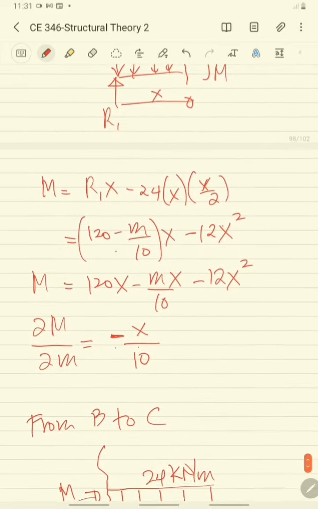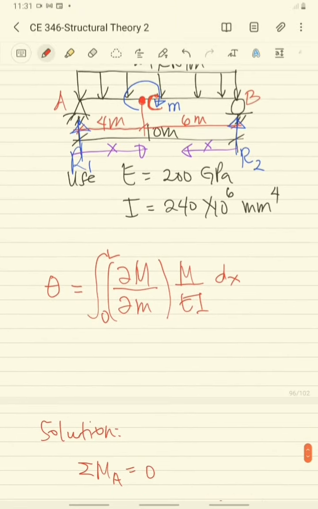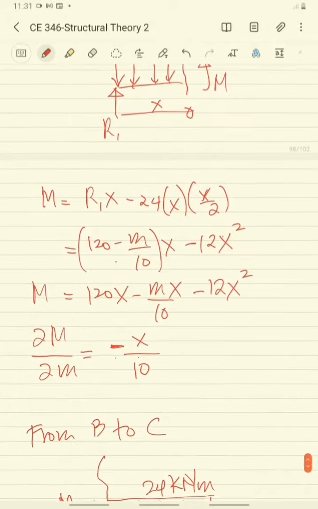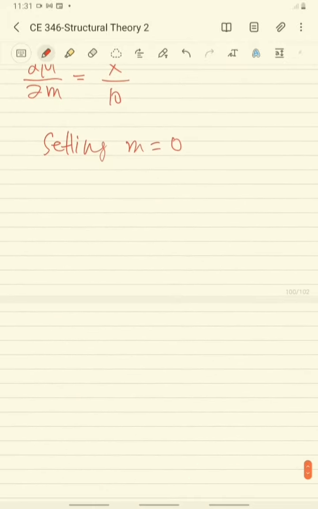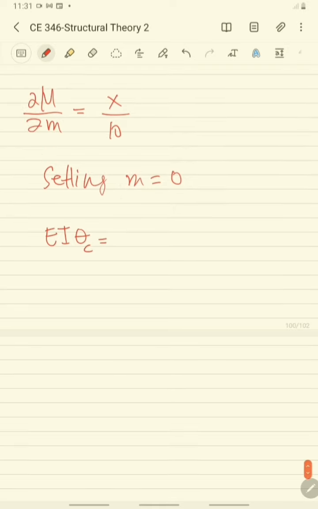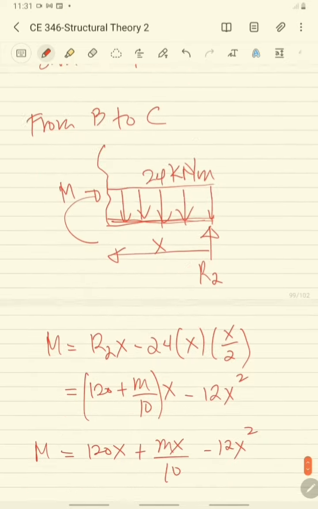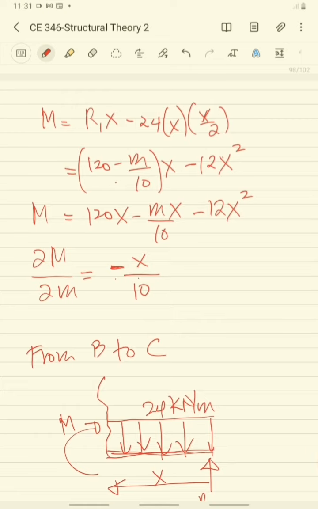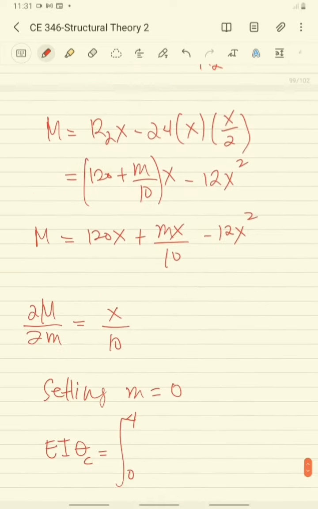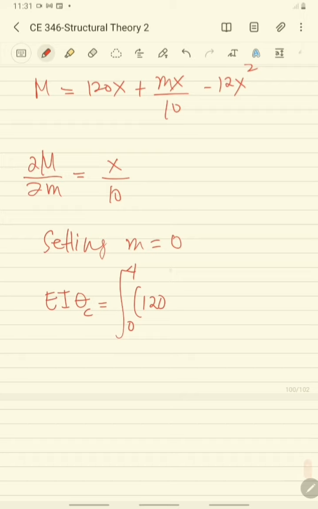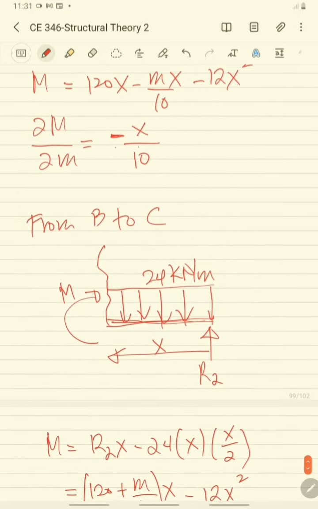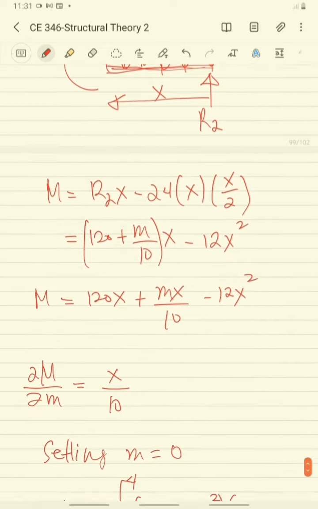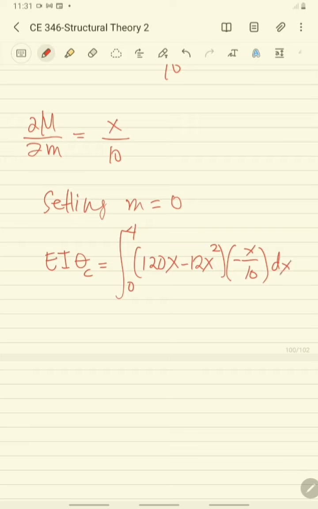The equation of the slope is this one using Castigliano's theorem. So we have to substitute all of this to our formula, and I have to transfer the EI to the left side. So I have here EI times theta C, that is equal to the integral from 0 to 4, that is from A to C. So the moment is equal to 120x minus mx over 10 minus 12x squared. Since m is equal to 0, what is left is only 120x minus 12x squared, times the partial derivative of the moment over the partial derivative of the couple moment, that is negative x over 10 dx.